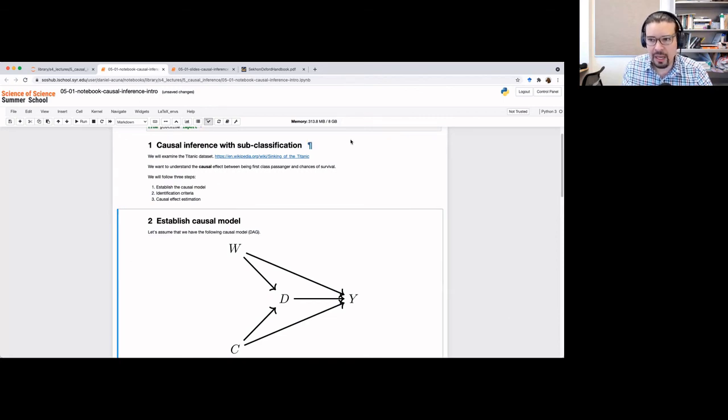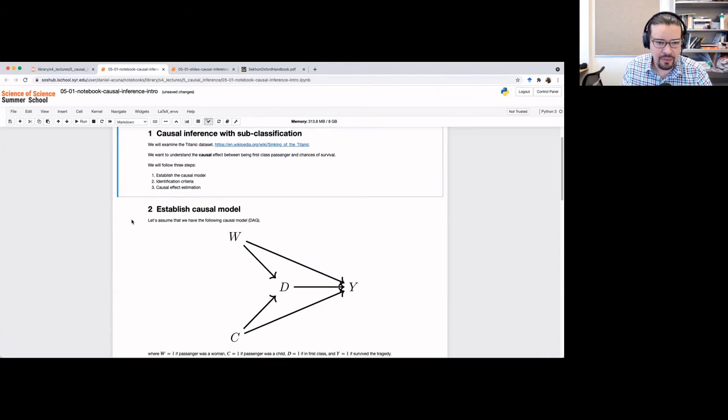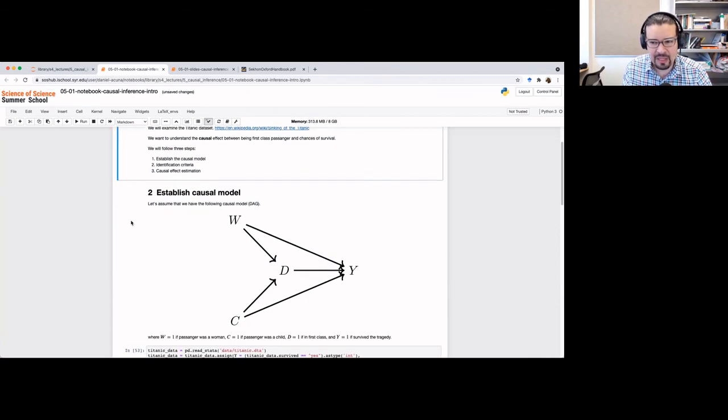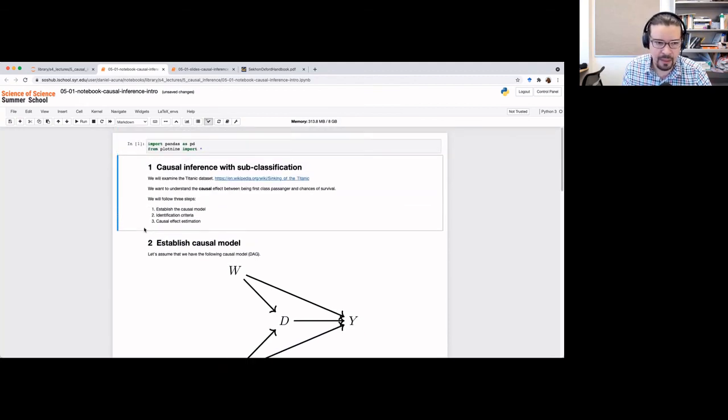All right, so I'm going to look at the Titanic disaster, and I'm sure you're all familiar with that. Now, one of the things that people have been wondering for a long time is the effect of getting a ticket of being in a first-class cabin in the Titanic. Did that increase your chances of surviving the disaster?